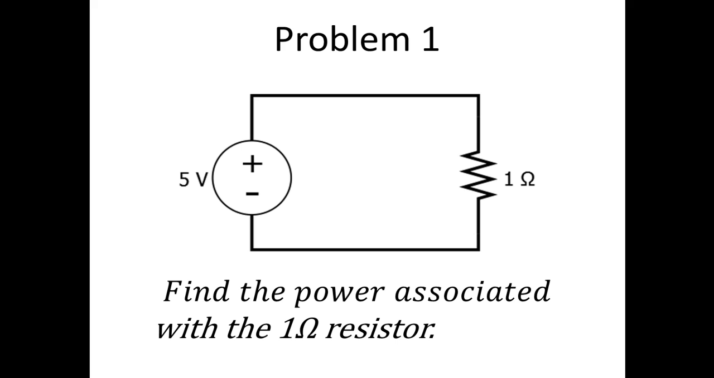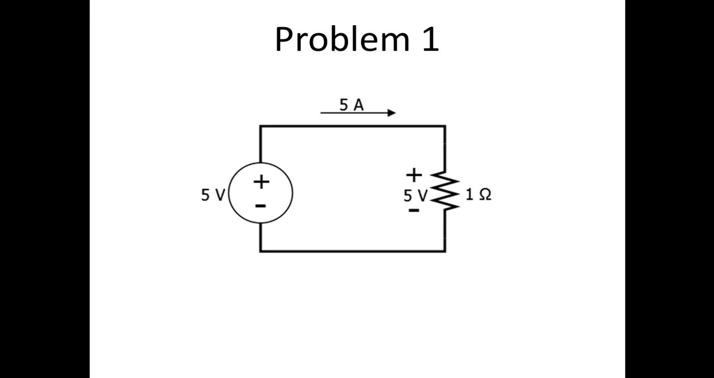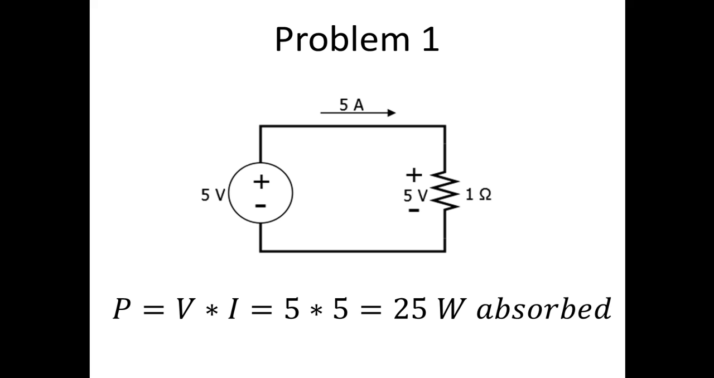In this problem, we are asked to find the power associated with the 1 ohm resistor. Using techniques from previous videos, we can see that the current through the resistor is 5 amps, and the voltage across it is 5 volts. Power is voltage times current, which is 5 times 5, which is 25 watts, and since the current flows into the positive part of the voltage, then we have 25 watts absorbed.